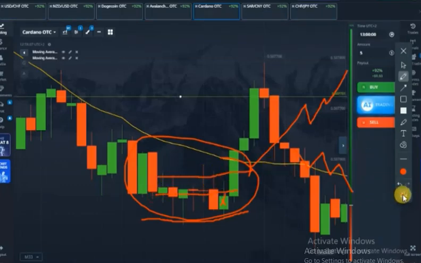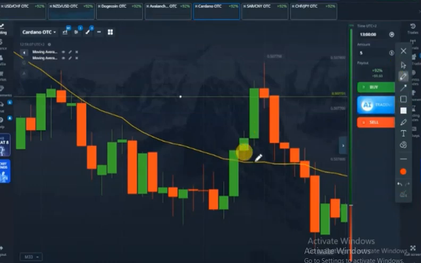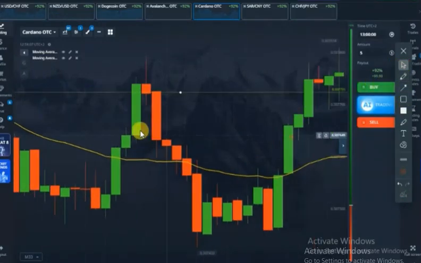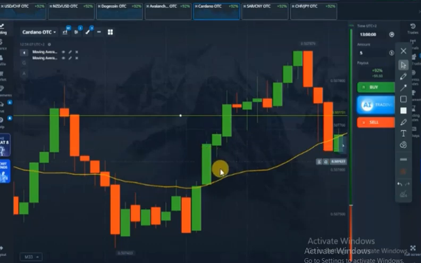Let's look for more examples. Look at this. We got a hammer or a hanging man, you can call it. There is no level here. If we took the continuation trade, we would have won this. Another example over here. We got a spinning top. There is no level. If we took a continuation trade, we would have won this.